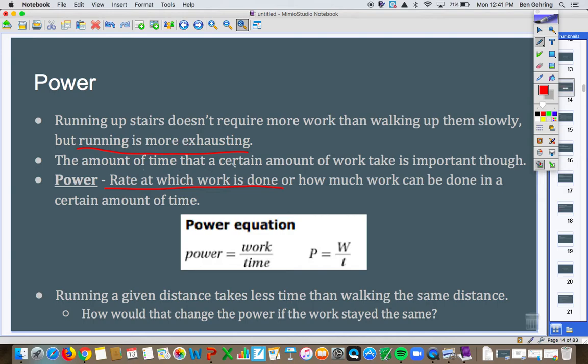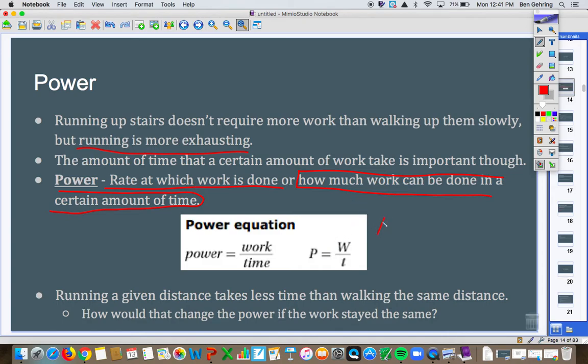Because the amount of time that a certain work is done is important, because that's our power. So this is how much work can be done in a certain amount of time. That's the more general term for power. But that is your definition. You'll need to write that down. A rate means how much something can be done in a certain amount of time. So rate is work over time in this situation, because we're talking work in a certain amount of time.